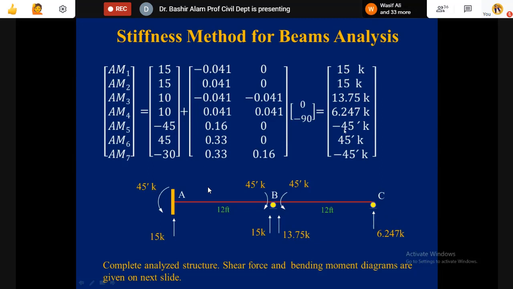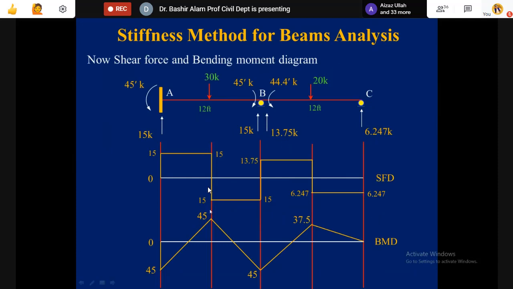This is minus 45, meaning we need to reverse this direction. Initially, we assumed this AM5 in the clockwise direction, but because of this, it is now becoming counterclockwise. This one is positive AM6, so we put it clockwise, but this one is coming negative. Now you see here, they must be balancing each other at this support, so we reverse this direction. This is the completely analyzed structure now.